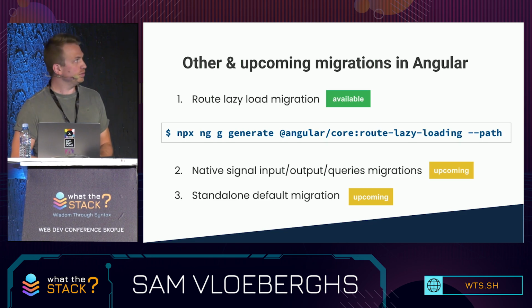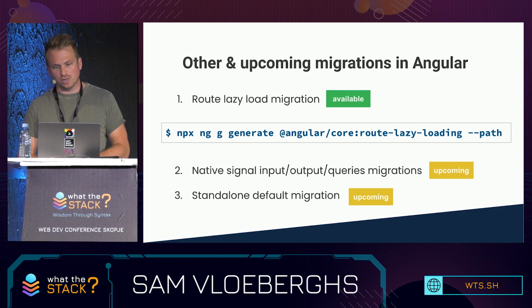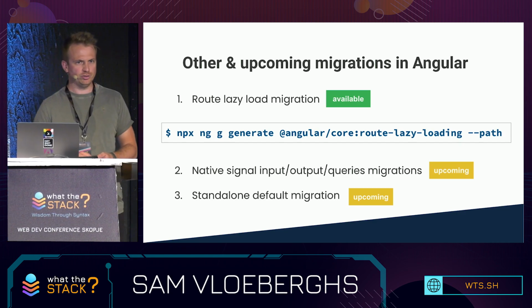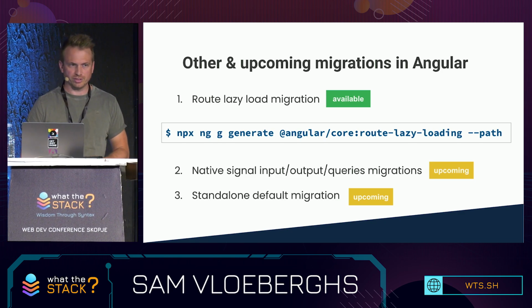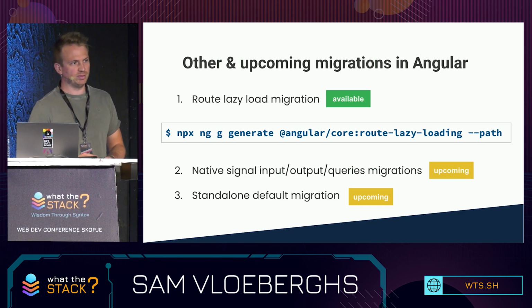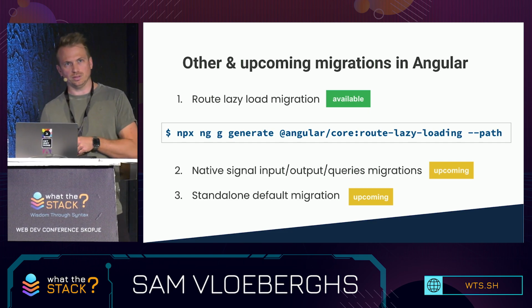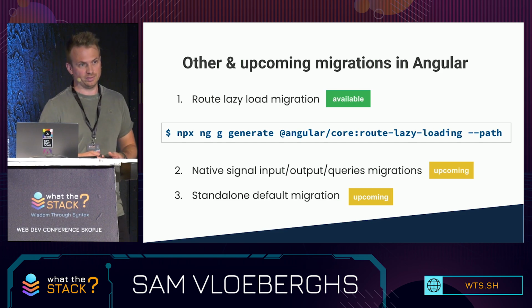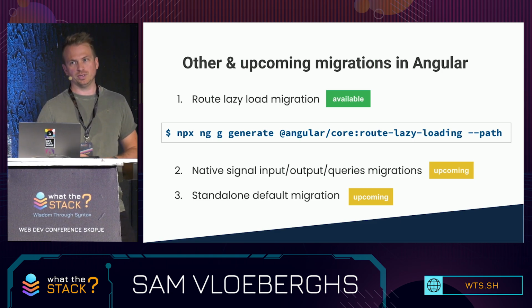From version 19 on, standalone will be the default. So the standalone default migration will be a rather big change. It will be touching all of your components, and potentially all of the NgModules that you will have left, because any component that is declared in an NgModule will receive the standalone false flag. So it will be an explicit standalone false, but it will remove the standalone true flag, which will become an implicit or default setting.